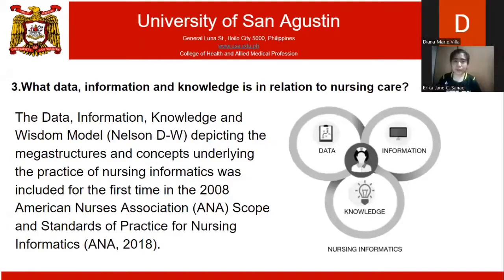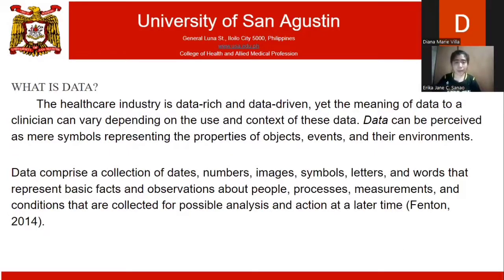Question number 3. What is data, information, and knowledge in relation to nursing care? The data, information, knowledge, and wisdom model, depicting the metastructures and concepts underlying the practice of nursing informatics, was included for the first time in the 2008 American Nurses Association Scope and Standards of Practice for Nursing Informatics. So now we're going to talk about data.